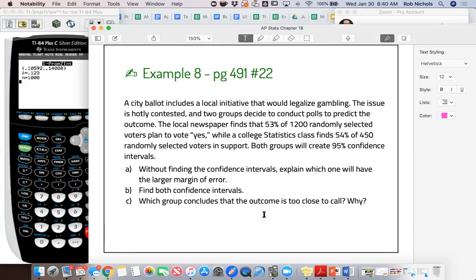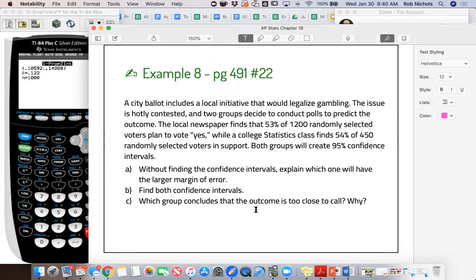Okay. So if I check the n p hat and n q hat for all of them, for the newspaper's poll, the n p hat is 636, n q hat is 564. For the stat class, n p hat is 243, and n q hat is 207. So all the expected successes and failures are greater than 10, so the samples are large enough. Since the conditions are met, we can use a 1 proportion z interval to estimate the proportion of city voters that support the gambling initiative.